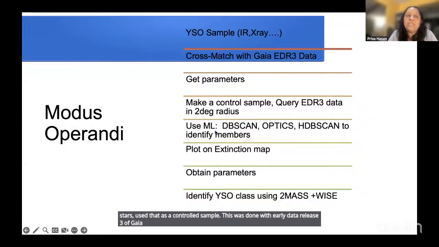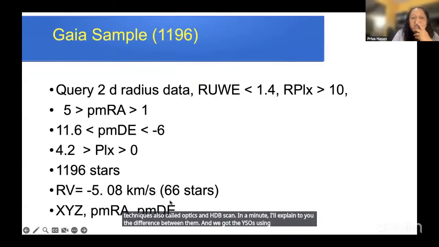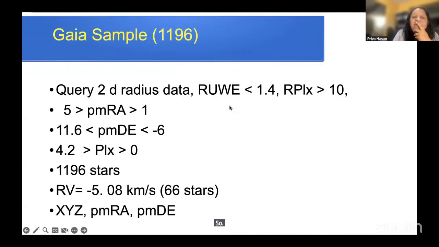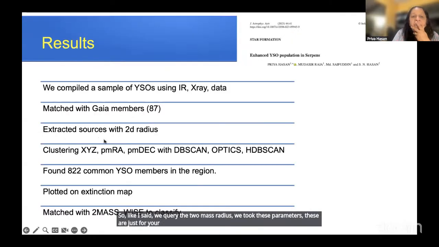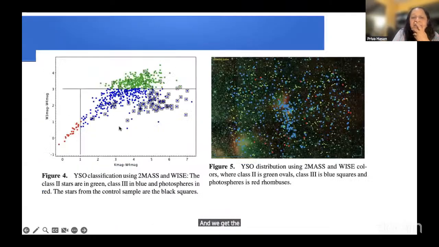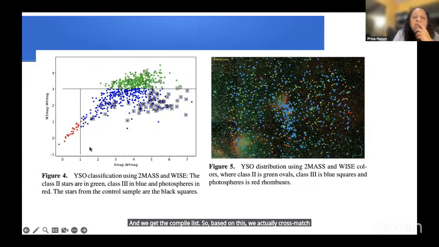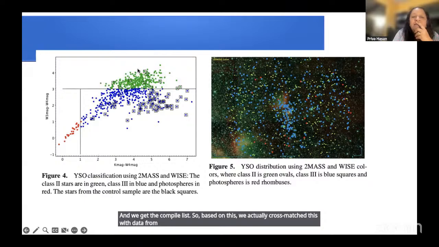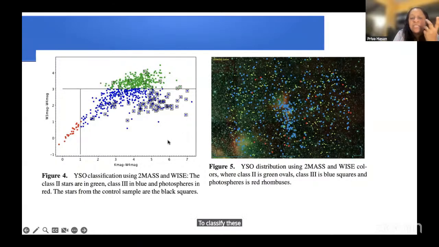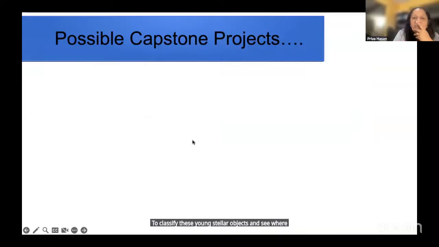And then we used ML techniques like DB scan. There are some other techniques also called OPTICS and HDB scan. In a minute, I'll explain the difference between them. We got the YSOs using this method. Like I said, we queried a 2MASS radius. We took these parameters, which are just for your reference, and we get the compiled list. Based on this, we cross-match this with data from 2MASS and WISE to classify these young stellar objects and see where they are and how they are moving.